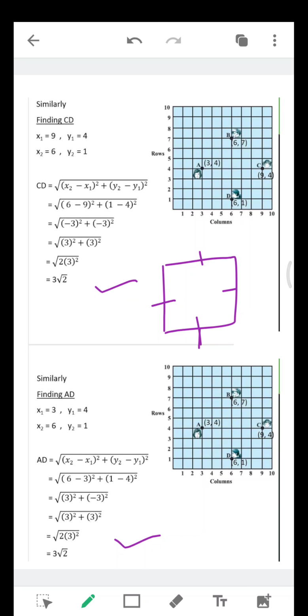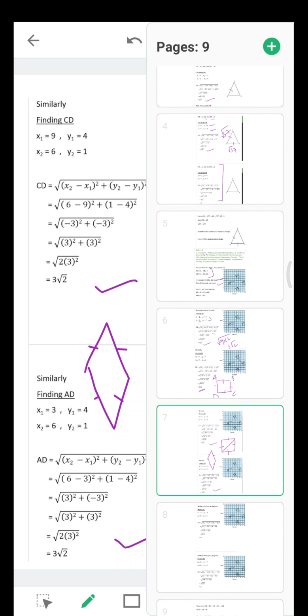But you can't say directly that it is a square just because all four sides are equal, because it can also be a rhombus, since in a rhombus also all four sides are equal. So what to do? When you prove that all sides are equal, you should go for diagonals. What are the diagonals here? One diagonal is AC and the other diagonal is BD. So we'll find the length of the diagonals next.